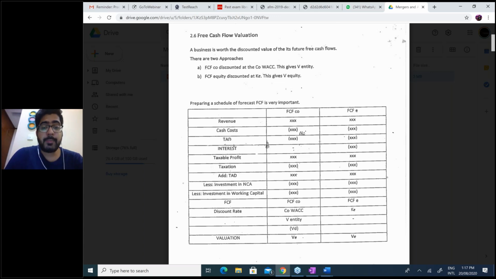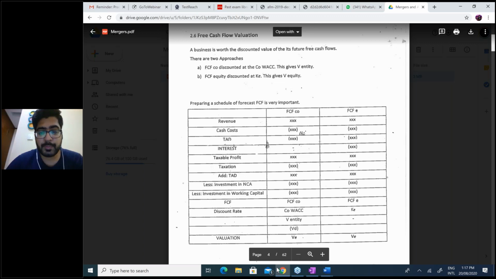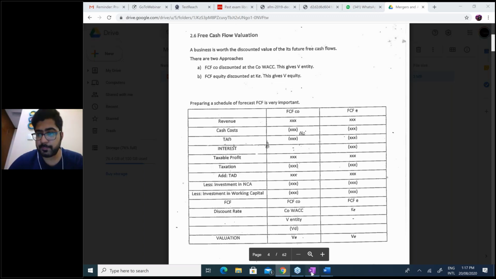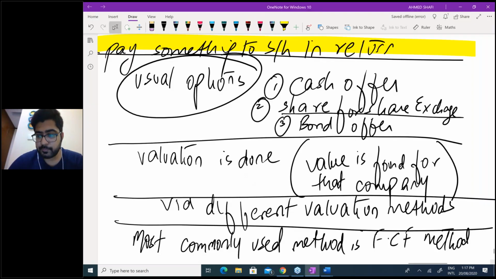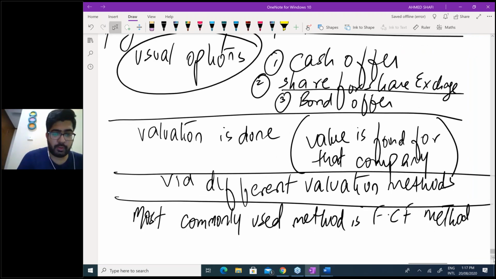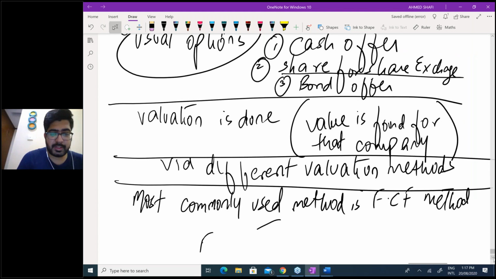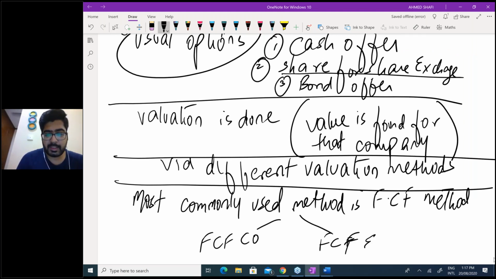But always remember there are two approaches. Okay, one is called FCF to company and one is called FCF to equity. Okay, now what is the difference? Please pay attention.